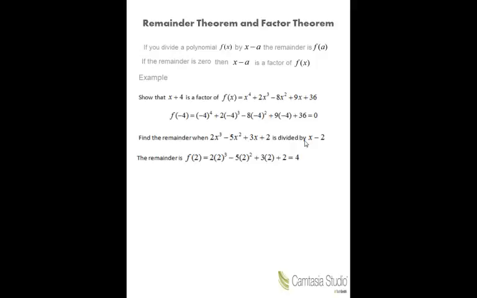So let me call the expression a function of x, and we are replacing x by 2. So f(2) gives me 4. So I say that when I divide 2x to the 3 minus 5x squared plus 3x plus 2 by x minus 2, my remainder will be 4. So without synthetic division or long division, you can find your remainder. So this is for you. Test if x minus 2 is a factor of 2x cubed minus 5x squared plus 3x minus 2.